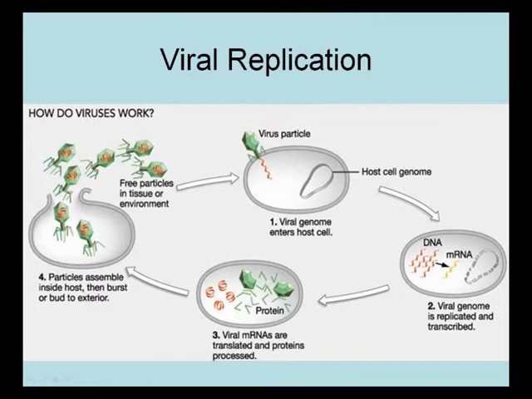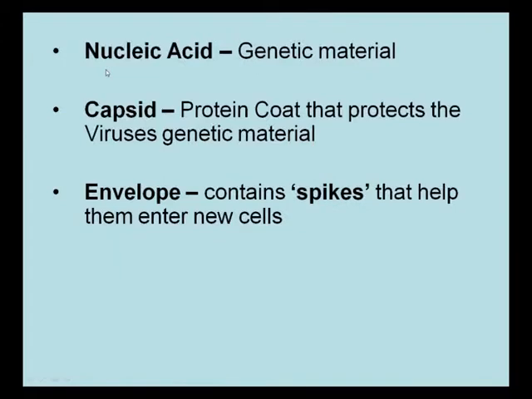It can take some time, they can sit latent, they can hide or just stay in that DNA form for a while, but eventually, in order to replicate, they generally always kill the host cell. So, basically the parts of a virus: nucleic acid or genetic material, DNA, RNA, genome, different names for the same thing. Capsid is a protein coat that protects the virus's genetic material, and the envelope is a small layer of membrane that it's stolen from the cells that it infects, that contains spikes that help it enter new cells.